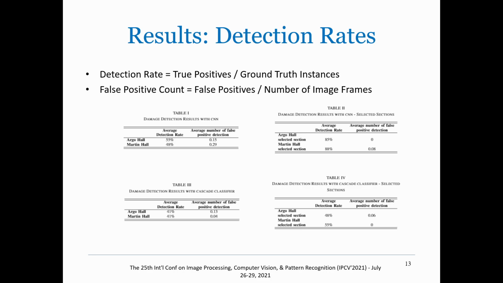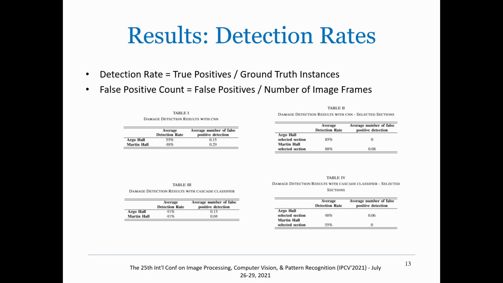Now for the selected sections, the average detection rate for the Argo Hall video was 85%, and for the Martin Hall video it was 88%. For the average number of false positive detections in the Argo Hall video, it was 0, and in the Martin Hall video it was 0.08.